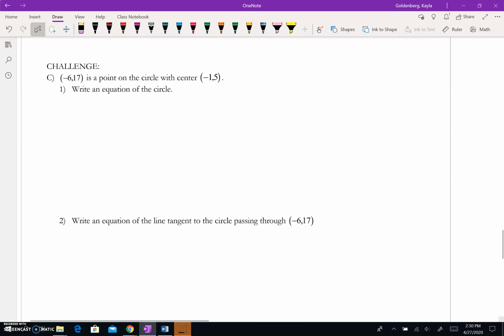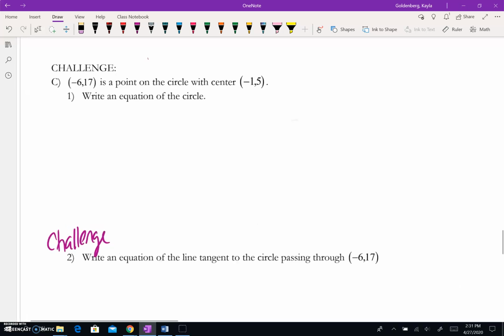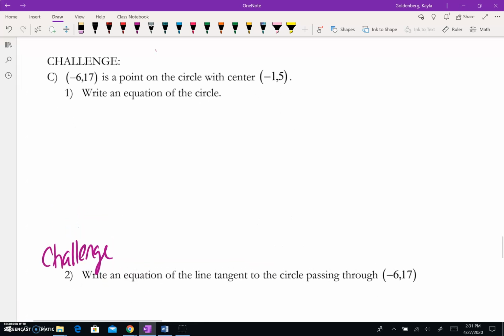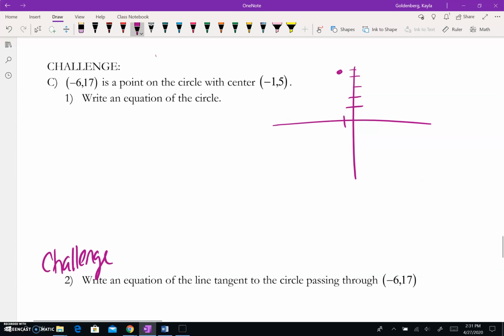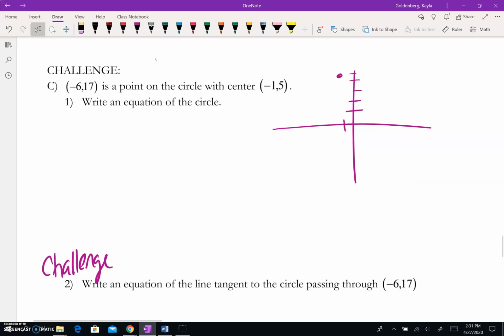This next one, part C, is also a little bit interesting, and it connects to some of our older concepts that we've seen before. So this one has a point that's on a circle with the center at negative 1, 5. So if I'm trying to get a picture, I know the center is left 1, up 1, 2, 3, 4, 5. So let's say I know that's the center. And then it has some sort of a radius, right?